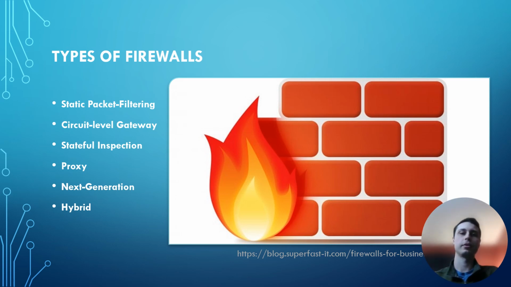The first firewall I want to talk about is the static filtering firewall. This firewall operates on layer 3, which is the network layer. This is basic packet filtering and checks individual packets when they are being sent across the network. How this firewall works is based on IP address, ports, and packet protocol.